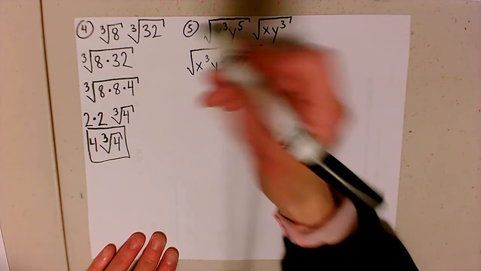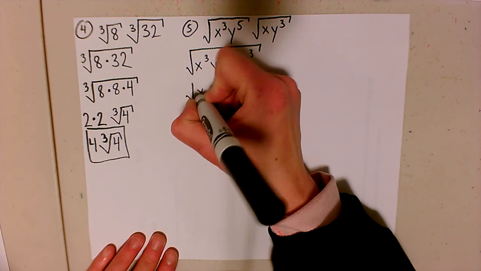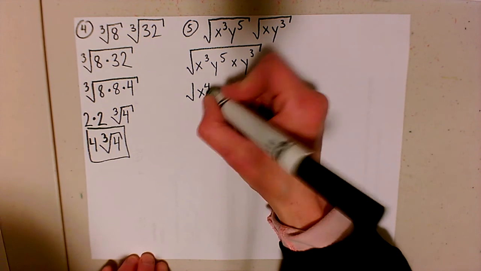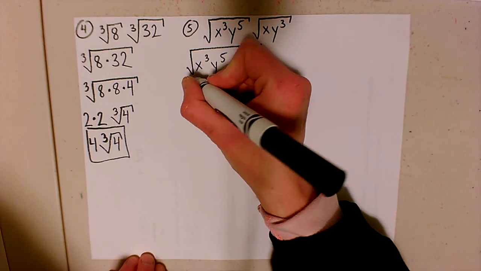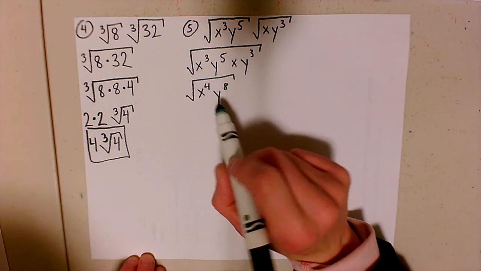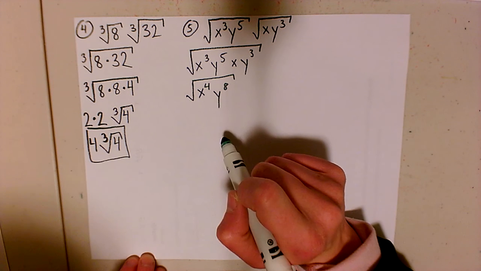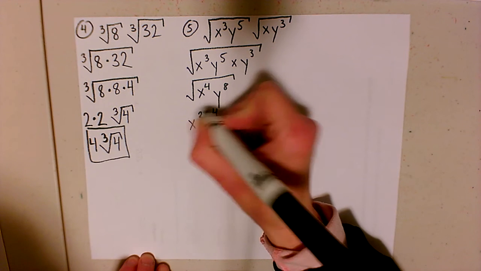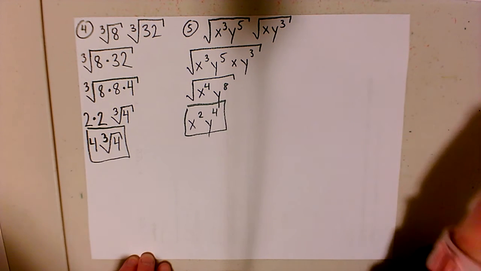So x cubed times x is x to the 4th, right? So right now I'm just simplifying things. y to the 5th times y cubed is y to the 8th. Now to take the square root of this, I can just divide all of my exponents by 2. And that'll give me x squared y to the 4th, and I'm all set.